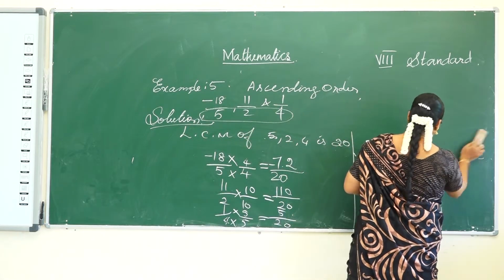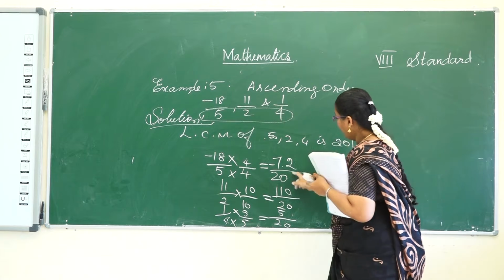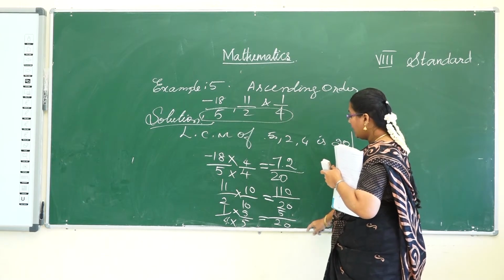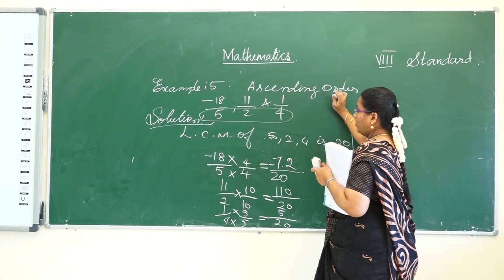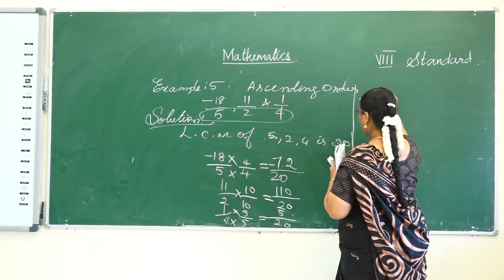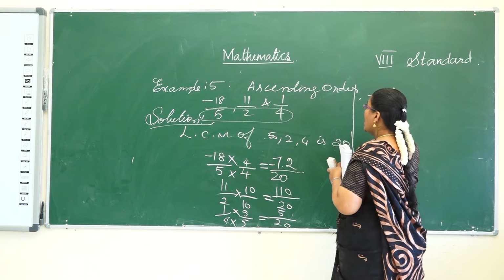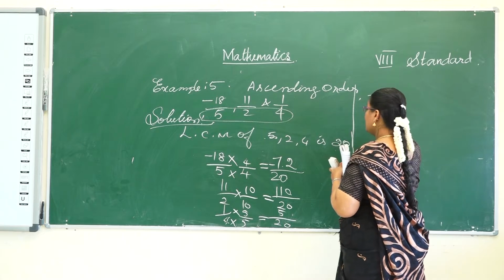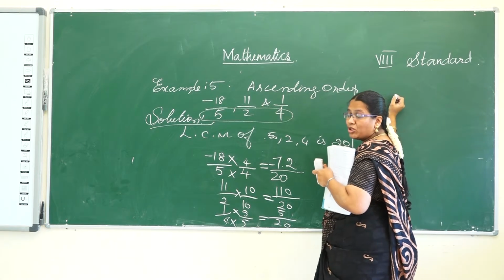So, now arrange in the ascending order. Now, all the numbers are in the rational number form. Okay. So, now arrange. Which one is smallest? Arrange in ascending order. Ascending order means write from the smallest number to the largest number.